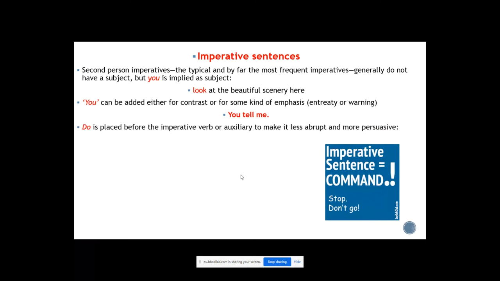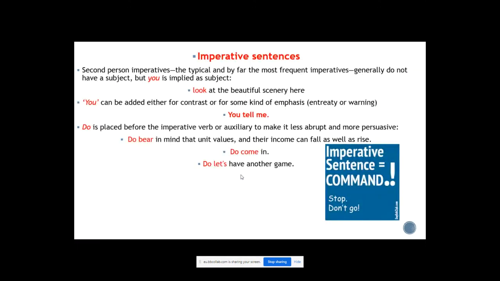Okay? Do is placed before the imperative verb or auxiliary to make it less abrupt and more persuasive. For example, do bear in mind that unit values, etc. So we can use do to add more emphasis and to add more force of persuasion. Do come in. Do let's have another game. Okay?